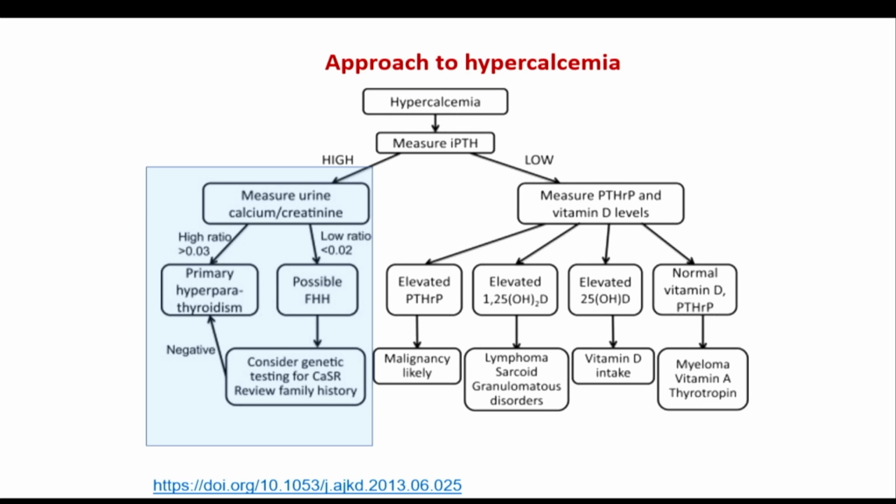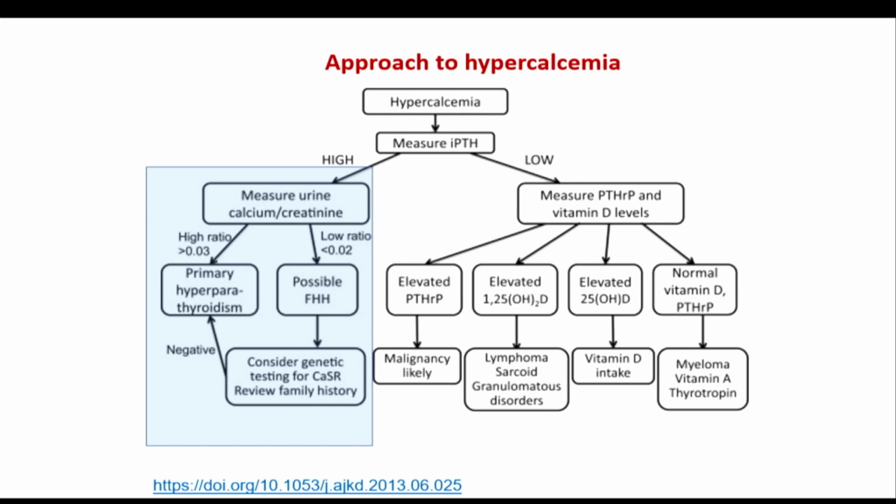Sometimes, if the urine calcium creatinine ratio is low, then there is a possible entity called FHH, or familial hypocalciuric hypercalcemia. It is a benign entity, usually diagnosed very incidentally, but that should be kept in mind when dealing with the mild form of primary hyperparathyroidism, because it does not require any active management.